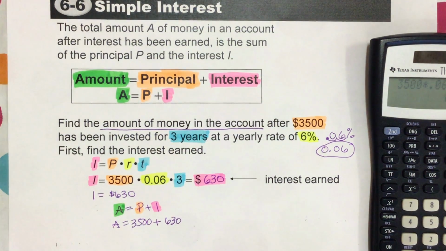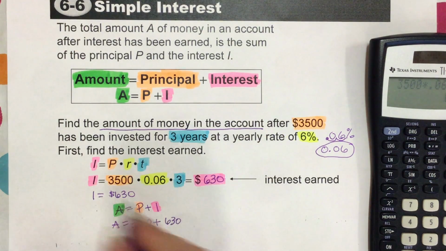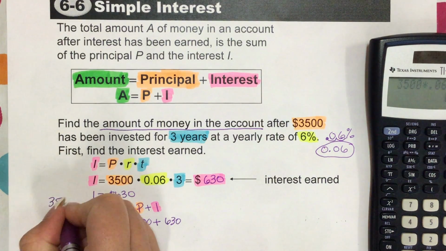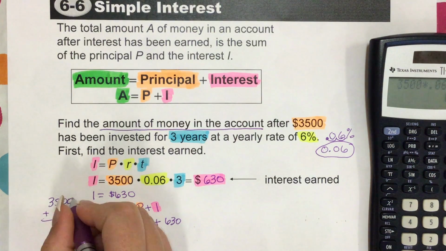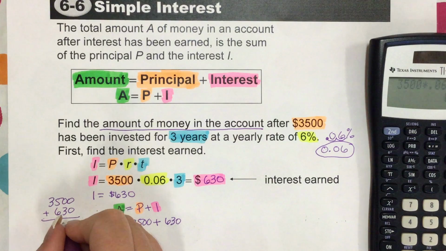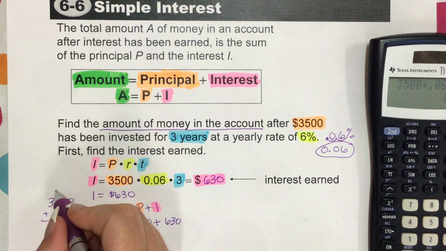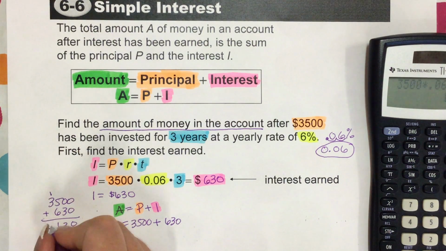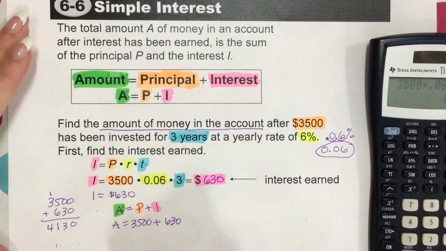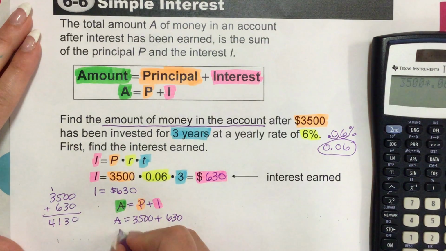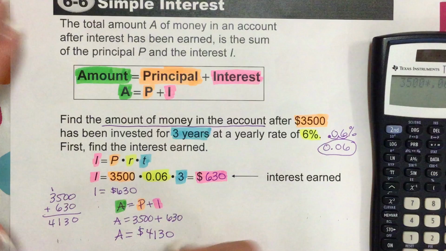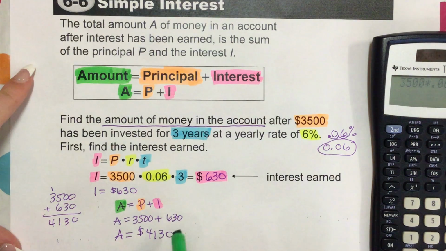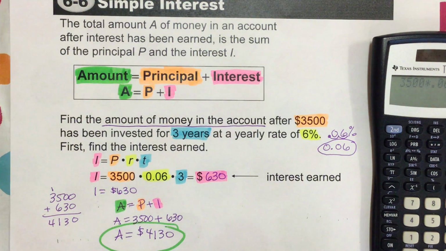Now, adding the principal to our interest is going to tell us what our final amount is. And we can do that without a calculator, so we're going to go ahead and do that off to the side here. $3,500 plus 630. We end up with 0, 0, plus 3. 5 plus 6 is 11. Write the 1, carry the 1. 3 plus 1 is 4. So the total amount of money would be $4,130 right there. So that is our answer.